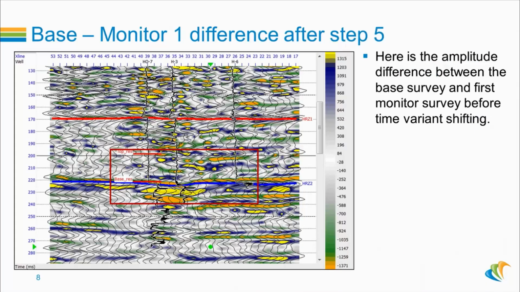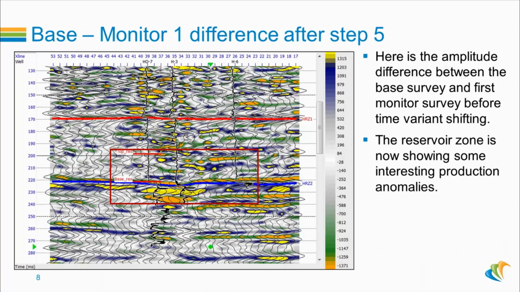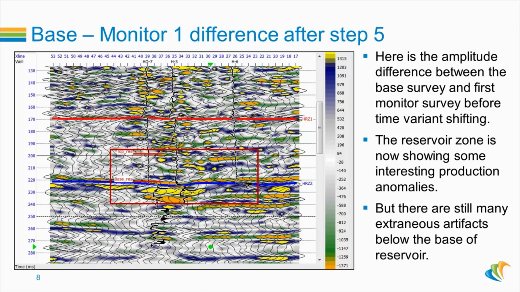So here's the amplitude difference between the base survey and first monitor survey before time variant shifting. And you can see that there's a lot less amplitude distortion. There's much better indication of where the reservoir zone is. So there's some interesting production anomalies. However, there are still many extraneous artifacts below the base of the reservoir. And that's what we're going to try and reduce with time variant shifting.